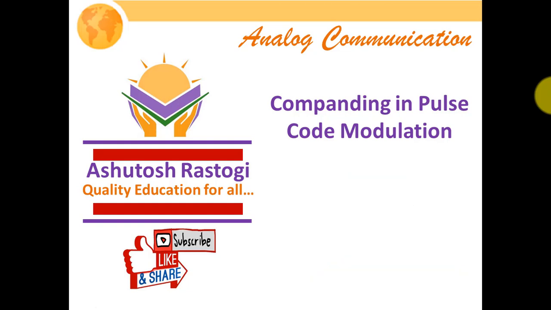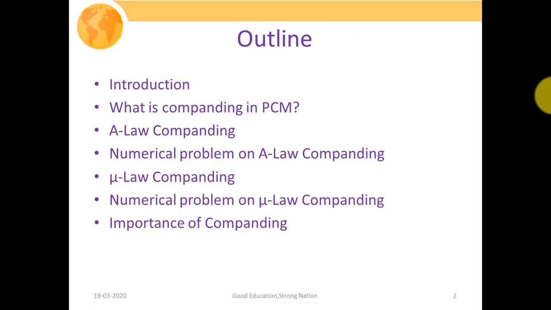Anyways, in this particular lecture, we will discuss companding in pulse code modulation. So these are the outlines. We'll start with the introduction, where we will discuss some of the problems associated with linear quantization in pulse code modulation. Then we will see how we can rectify those problems with the help of companding. While discussing what companding is, we will discuss A-Law of Companding and one numerical associated with it. Then we will discuss mu law of companding, followed by a numerical problem. And finally, we will conclude by sharing some of the importance of companding.